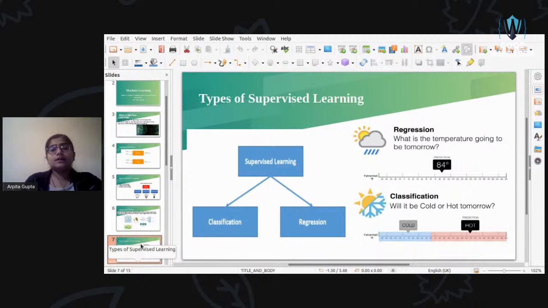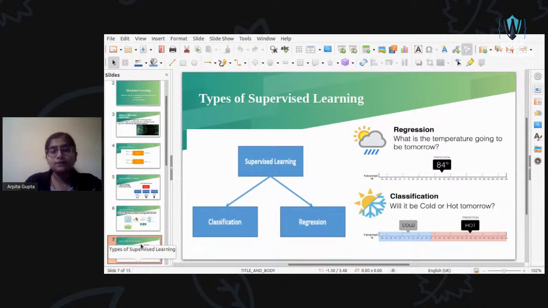There are also some basic types of supervised learning. Mainly, supervised learning is divided into classification and regression. So what are classification and regression? Classification, as its name suggests, means to classify something. For example, a dog or cat classifier. It is a very beginner level problem for everybody who wants to get into the domain.